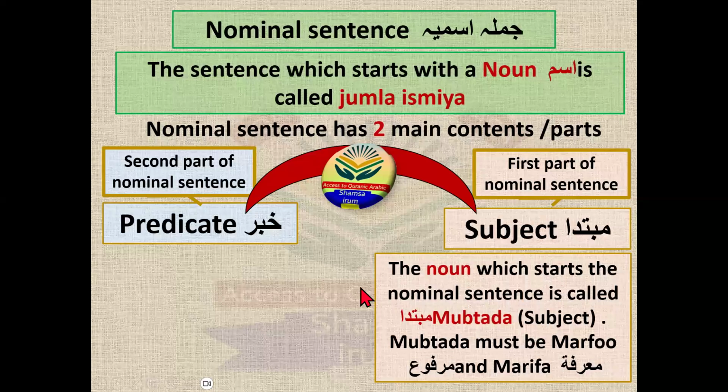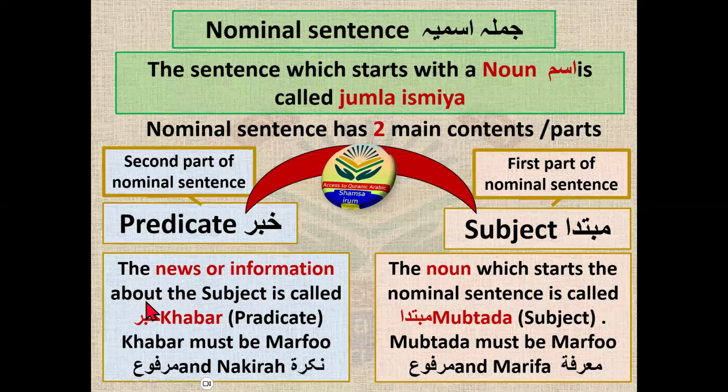This is the main important point for today's topic, that mubtada must be marfu and marifa, meaning definite. On the other hand, the khabar, the predicate, the news or information about the subject, is called khabar. Khabar must be marfu and nakira, indefinite. So the difference between the mubtada and the khabar is about the capacity: the mubtada must be marifa, definite, and the khabar must be nakira, indefinite. But the status, the i'rab, should be the same; they both should be marfu, nominative.